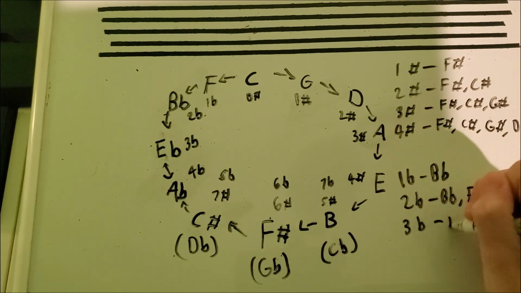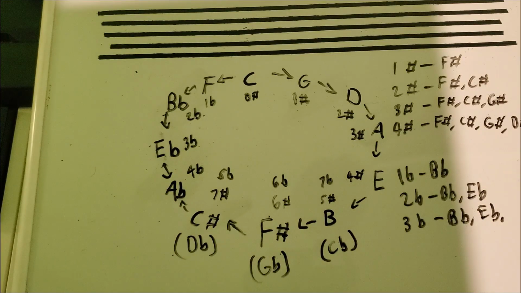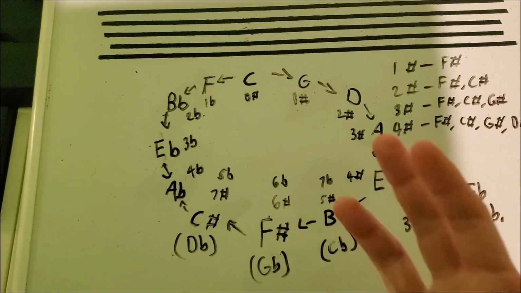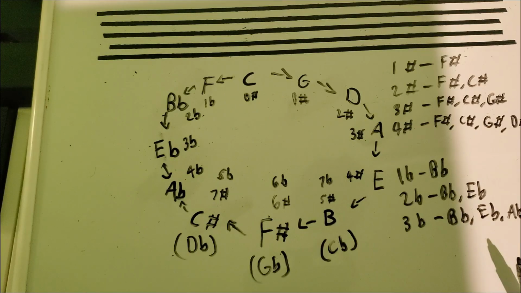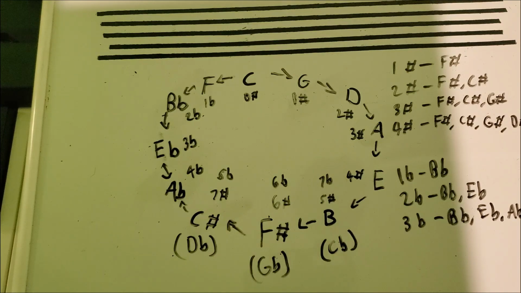And we have 3. First two are the same. We're going to count down again 5 from E, so E, D, C, B, A. And you'll notice too that these are following the same pattern here almost. So we have B flat, E flat, A flat.